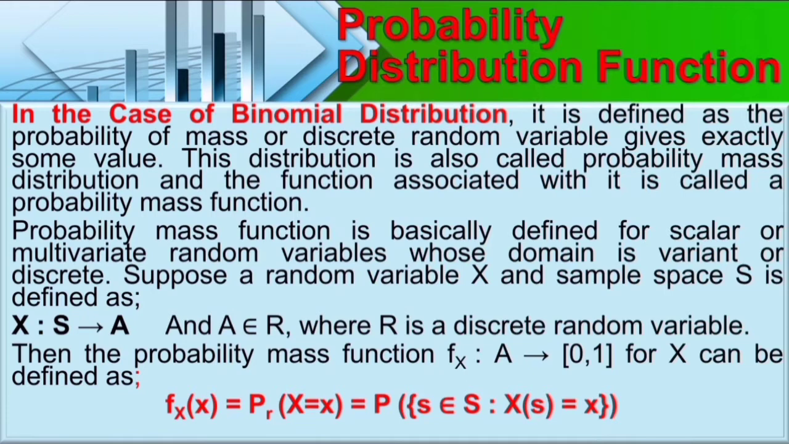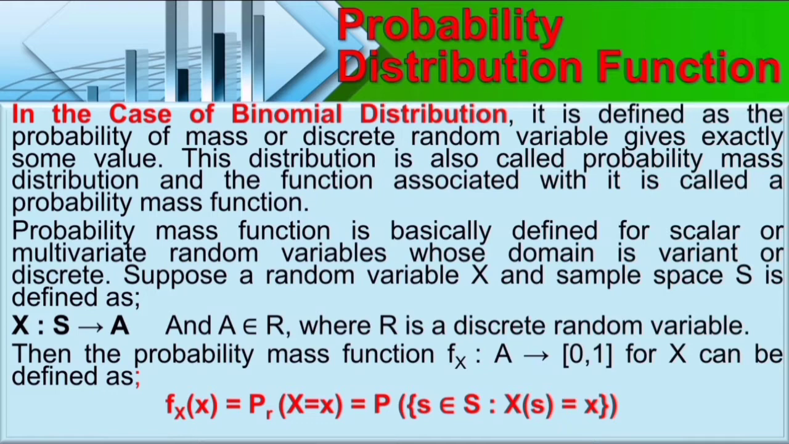Probability distribution function. In the case of binomial distribution, it is defined as the probability of mass or discrete random variable gives exactly some value. This distribution is also called probability mass distribution, and the function associated with it is called a probability mass function. Probability mass function is basically defined for scalar or multivariate random variables whose domain is variant or discrete.